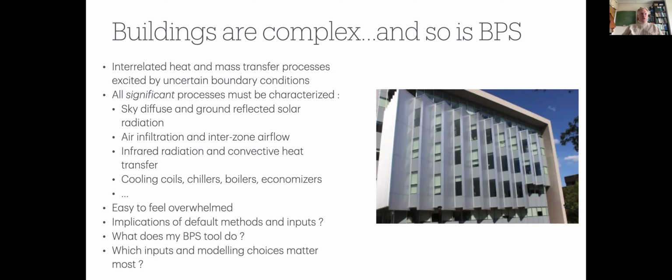And as users of these tools, we have to decide what are all the physical processes that are happening in the building, which ones are the most significant, which ones are important to consider in this particular case, and how do I best represent them? What are the modeling methods used by my simulation tool? What are the optional modeling methods used by my simulation tool? Which one should I use in this case? And for this reason, I think it's very easy for users to feel overwhelmed with all of these decisions that they have to make. And in many cases, these tools provide users default methods and default input data that sometimes we accept and we don't fully understand the implications of these choices.